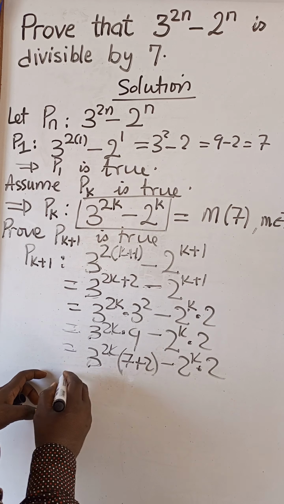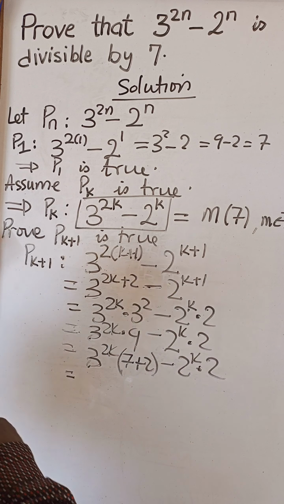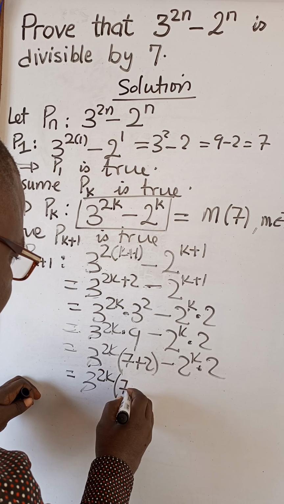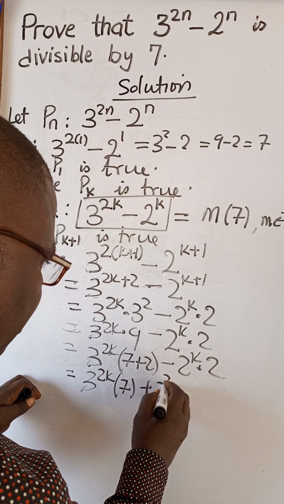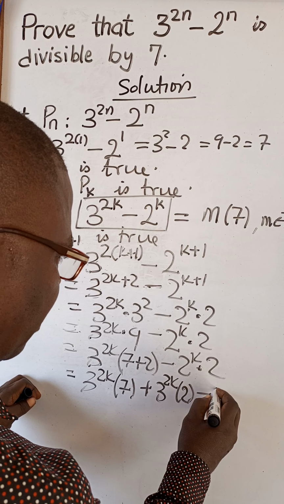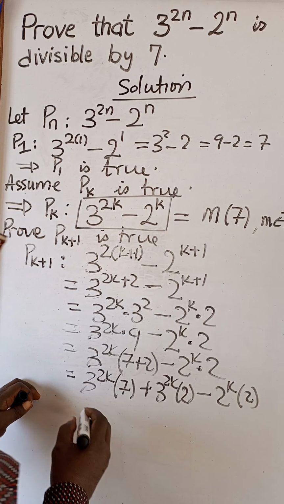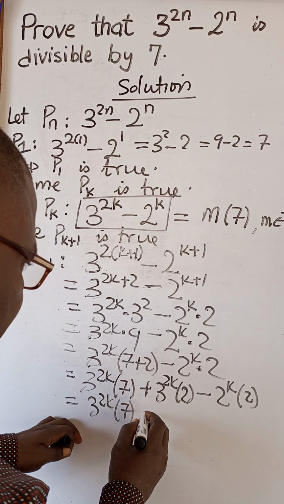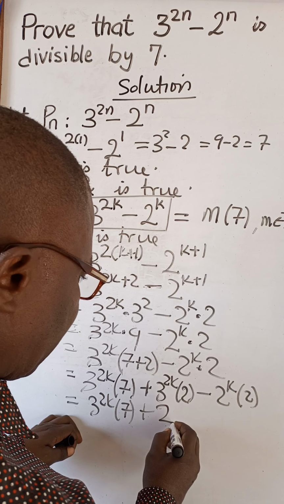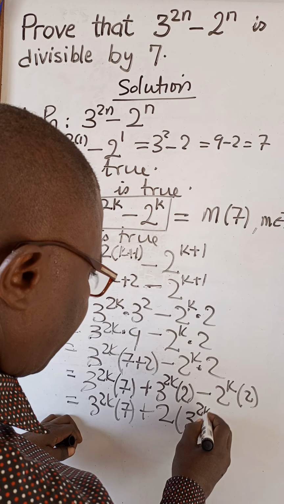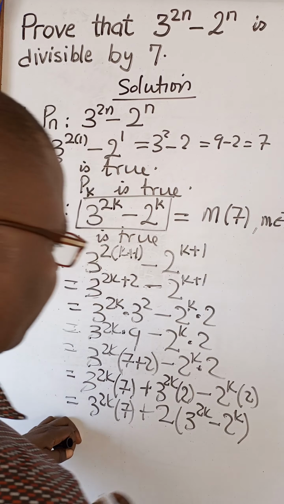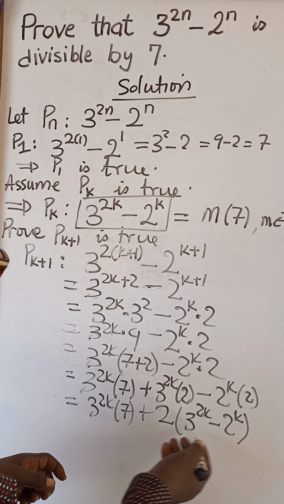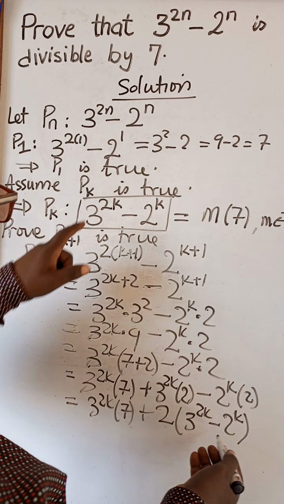Now let's open this parenthesis. We have 3 to the 2k multiplied by 7, plus 3 to the 2k multiplied by 2, minus 2 to the k multiplied by 2. So here we have 3 to the 2k multiplied by 7, plus we have 2 common here, we can factorize out 2: 2 times 3 to the 2k minus 2 to the k. Now look at what we get here. We have 3 to the 2k multiplied by 7, and then 2 times 3 to the 2k minus 2 to the k.